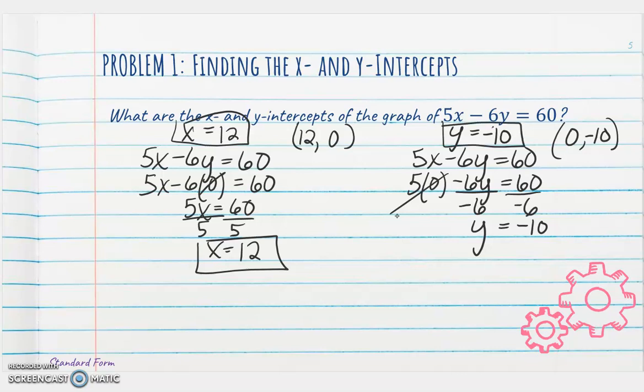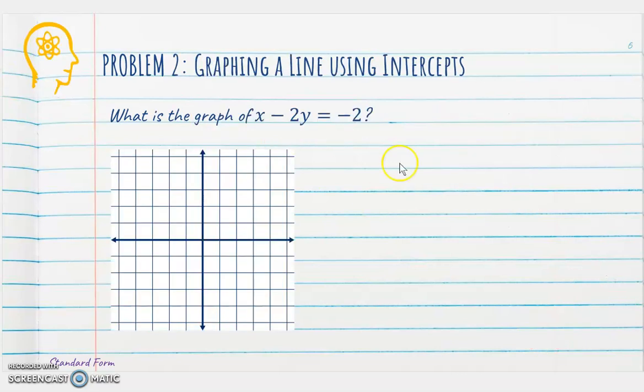And now you can see, all you need to do is graph these on a coordinate grid like we're going to do here, which is so much easier than having to graph the y-intercept and then apply a slope. All right, so what is the graph of x minus 2y equals negative 2?